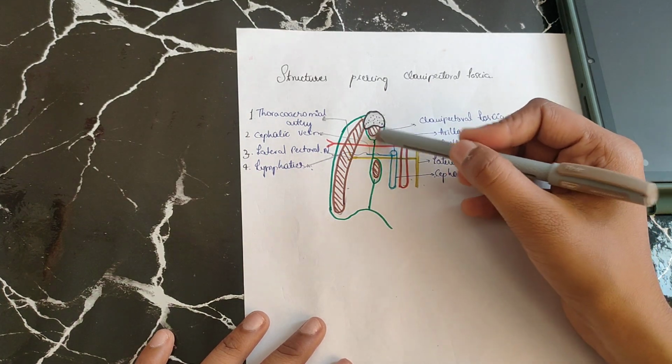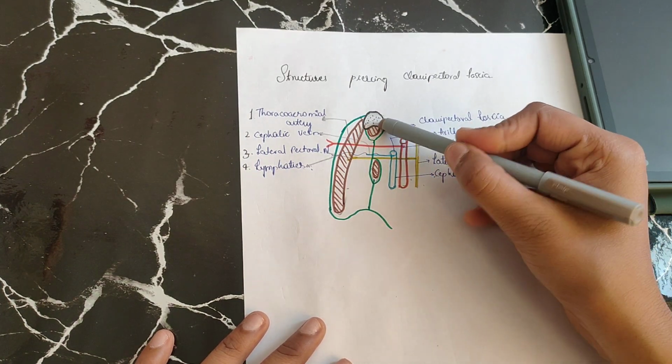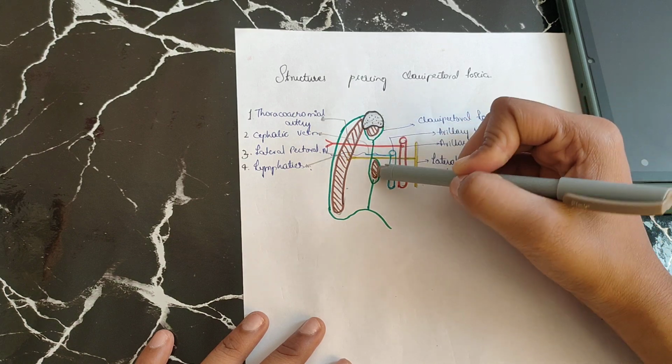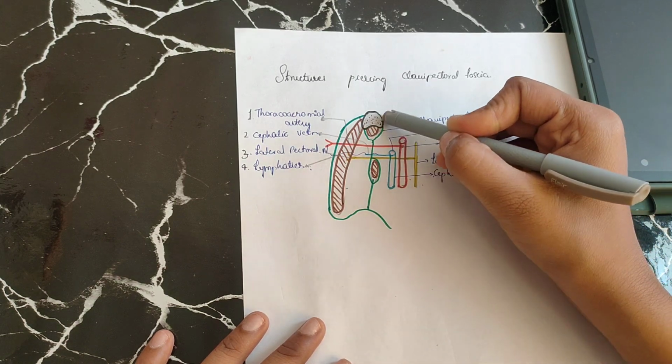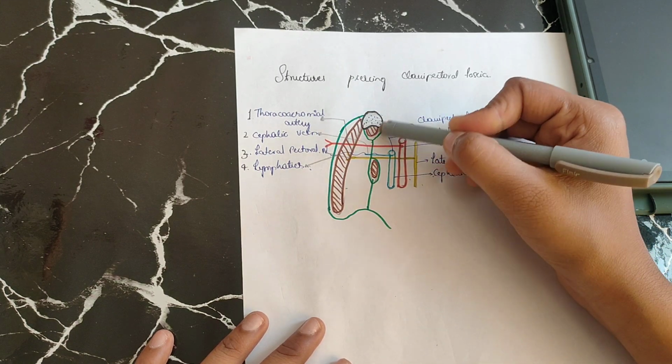This is the clavipectoral fascia, anterior lamina, posterior lamina. It encloses two muscles, subclavius muscle and pectoralis minor muscle. This anterior lamina is attached to the clavicle. Posterior lamina will be continuous.